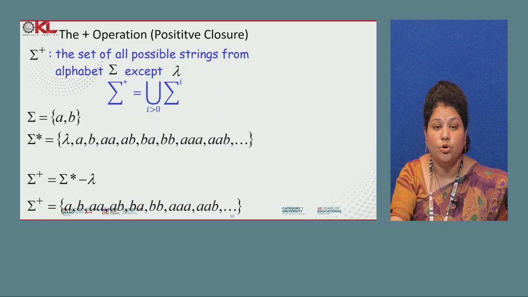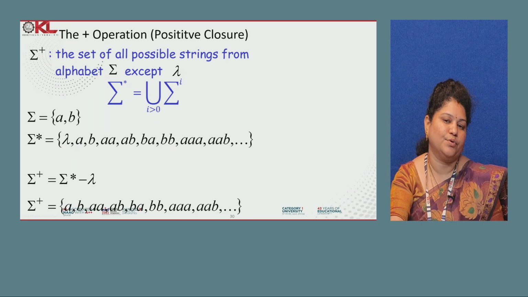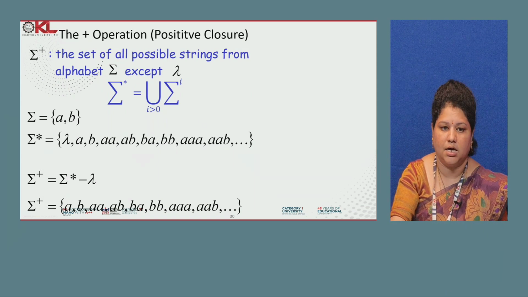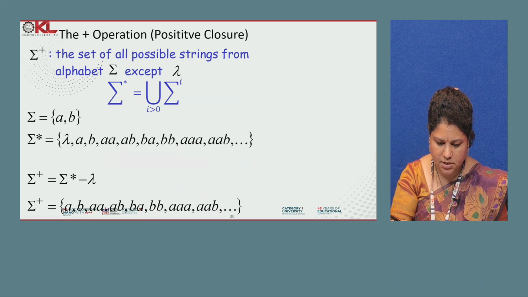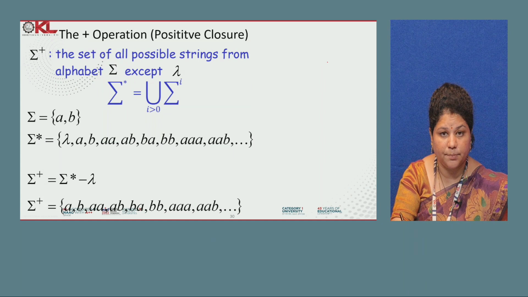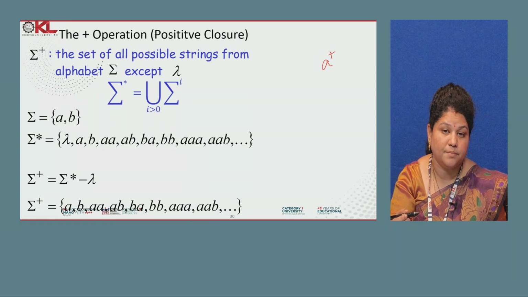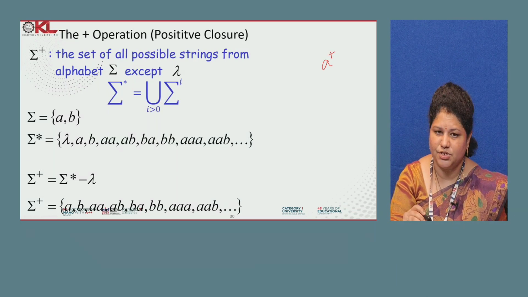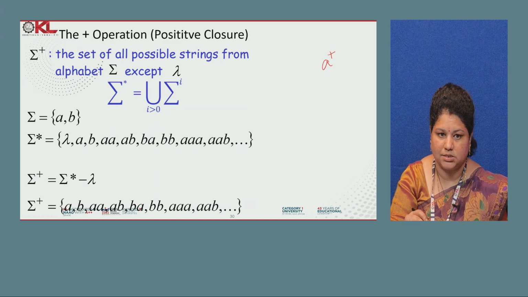Next, one more main operation performed on a language is positive closure. Positive closure starts from one or more occurrences. Taking the same example here, we can represent it with A power plus. A power star means Kleene closure or star closure. A power plus means positive closure. Positive closure means one or more occurrences.